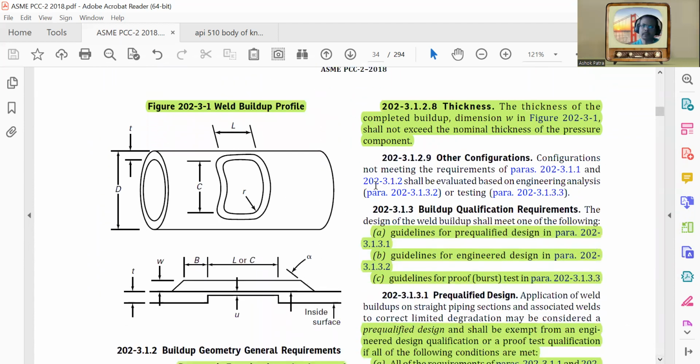Weld buildup profile. Something like this. They build up this area because of corrosion. So how and why?